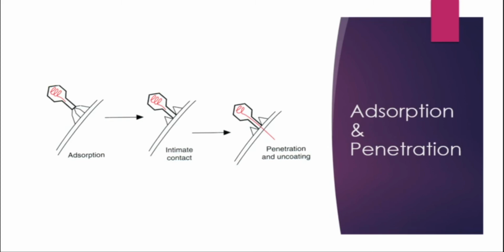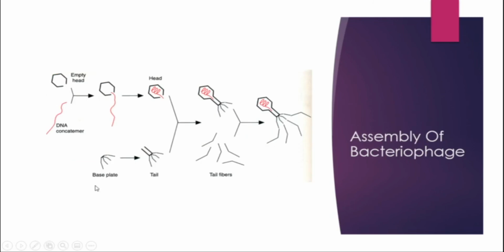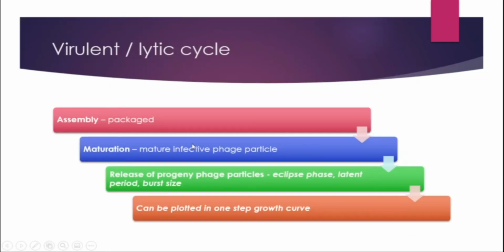So you can see the bacteriophage particles interacting with the host cell surface. This is adsorption, an intimate contact. These fibrils will bring the bacteriophage main body very close to the host cell body, followed by penetration. During the penetration process, the nuclear material of the bacteriophage will be introduced into the bacterial body. Next will be the synthesis of new viral particles, assembly of bacteriophages, and finally everything will come out in large numbers. So in the virulent or lytic cycle, assembly will happen.